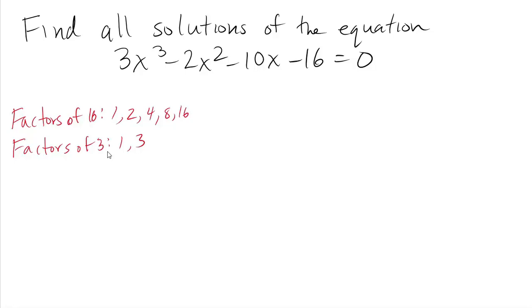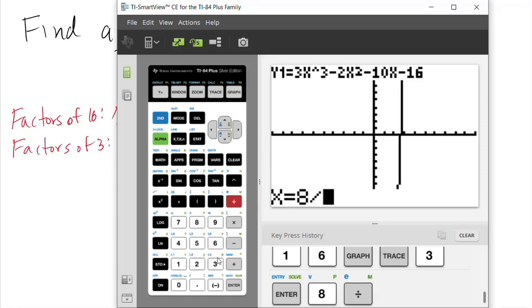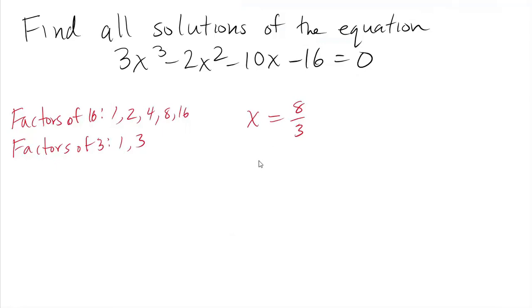This is the beautiful thing about this theorem. There's only one possible fraction. Our candidate is x equals 8/3. 8/3 is between 2 and 3. None of the other fractions are. So if it isn't 8/3, then we're stuck. Let's see. I've already hit trace, so I can just do 8 divided by 3, enter. Nice. 8/3 is the zero.